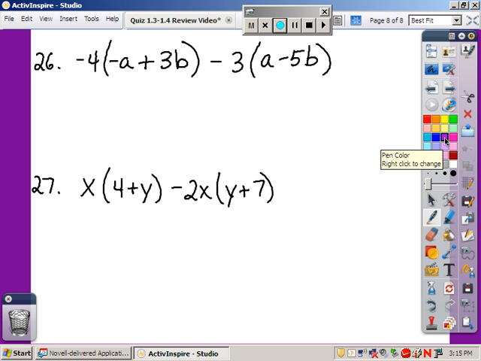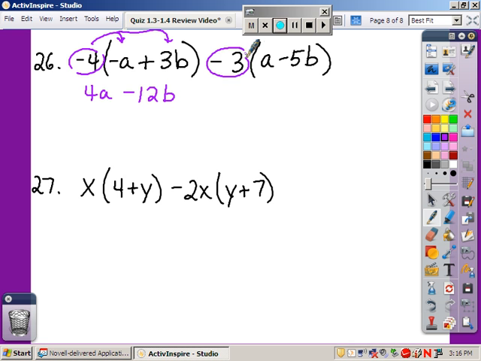So number 26 is just trying to incorporate everything you can think of into one of these problems. So we have a negative 4 out here. We're going to take that negative 4, the whole thing, and multiply it by each one of these. So I actually have positive 4a and negative 12b. And here again, this minus sign here actually works with the 3. It's a negative 3 times both. So I got negative 3a and positive 15b.